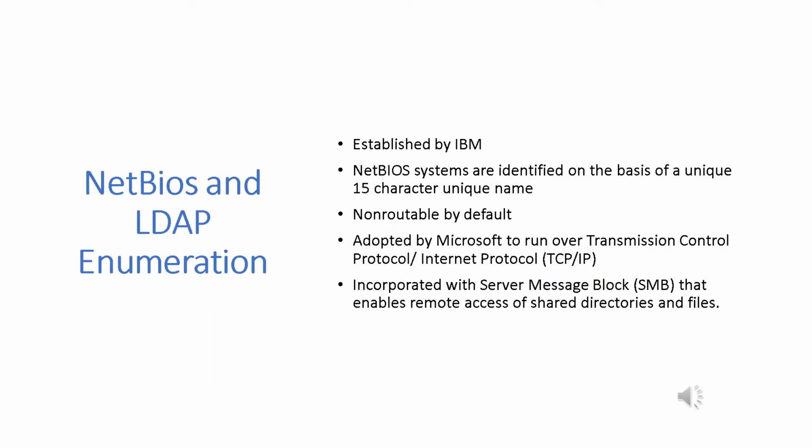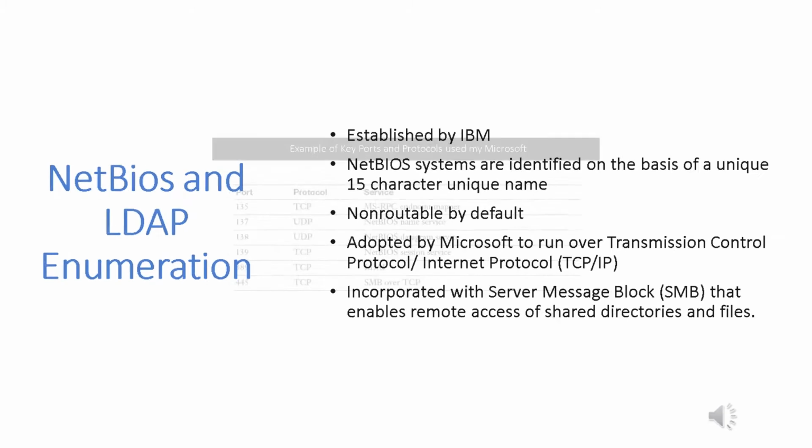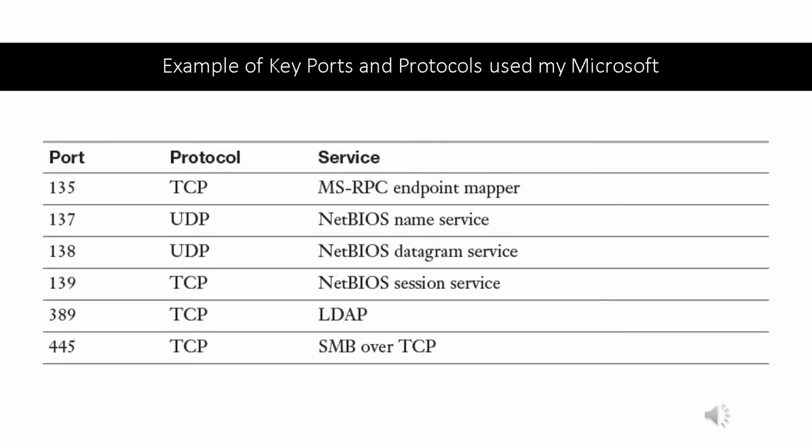NetBIOS and LDAP enumeration. Established by IBM, NetBIOS systems are identified on the basis of a unique 15-character name, non-routable by default, adopted by Microsoft to run over TCP/IP, and incorporated with Server Message Block that enables remote access of shared directories and files. Examples of key ports and protocols used by Microsoft.